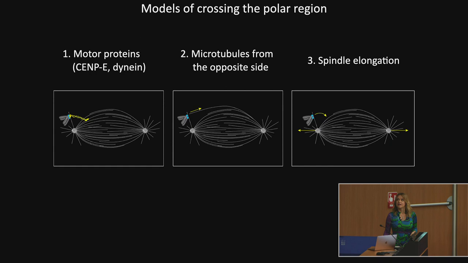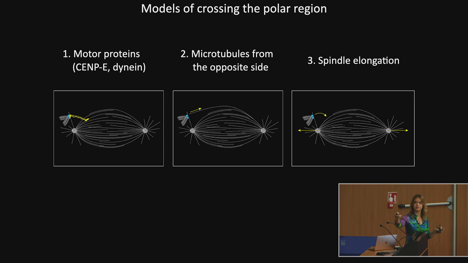We thought of three possible models how this can be done. This has not been studied before, so these are the models that we could envision. So the first model is that there could be motor proteins. It's known that there are motor proteins on the kinetochore. In particular, there is CENP-E, from the kinesin-7 family, and dynein. These two motors exist on the kinetochore, that's known.